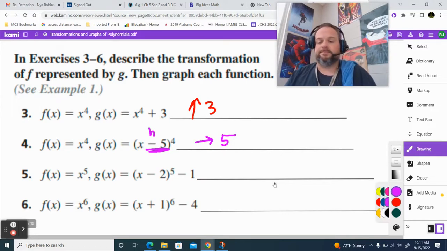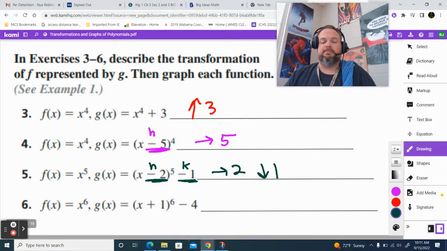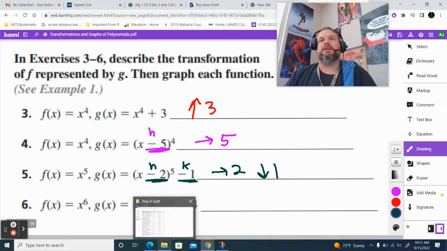Okay. Now, this one has a -2 and then a -1. Well, this is in our H value. This is in our K kind of spot. So this would be right 2 and then down 1. Because remember the H, that's the crazy one. That's the opposite thing.